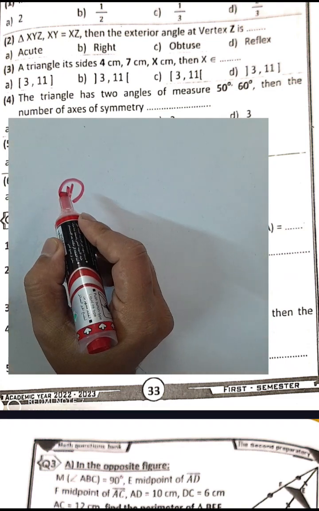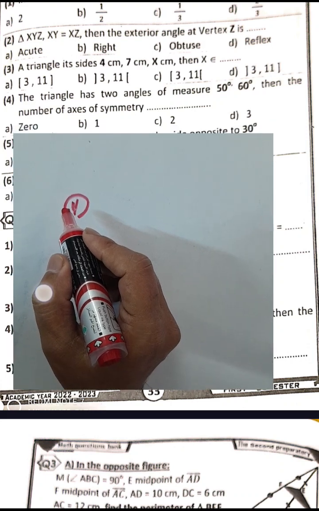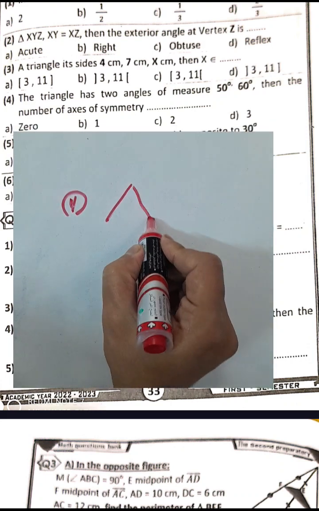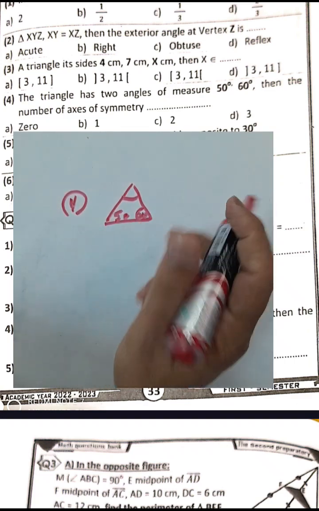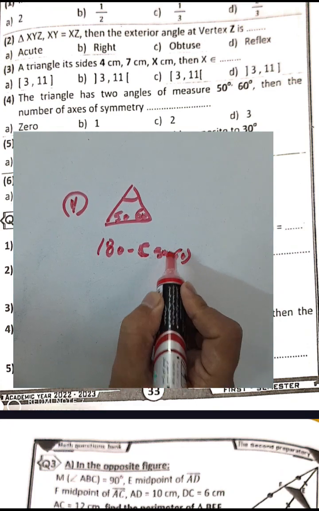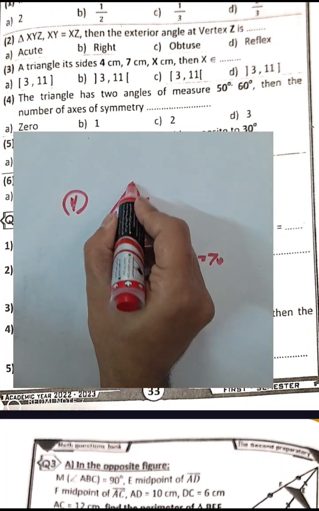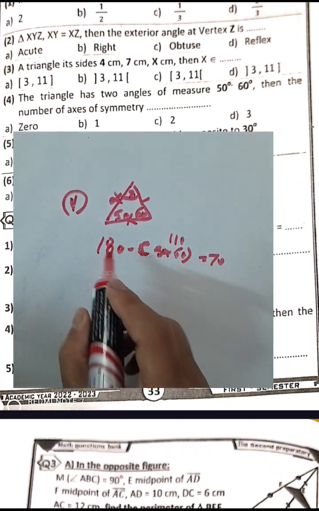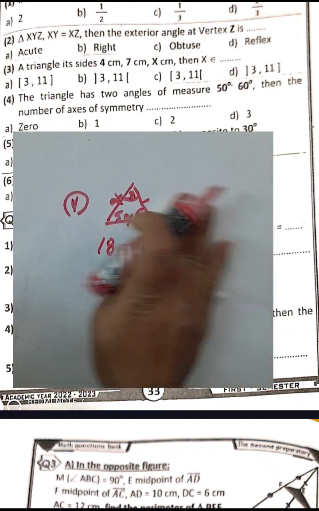Question number 4. The triangle has two angles of measure 50 and 60. Then the number of axes of symmetry is what? We can find the last angle. We add 50 and 60 and subtract the result from 180. 180 minus 110 will be 70 degrees. Then it is a scalene triangle because all angles are not equal in measure. We call it scalene. Then the number of symmetry lines will be 0. We don't have a line of symmetry here.